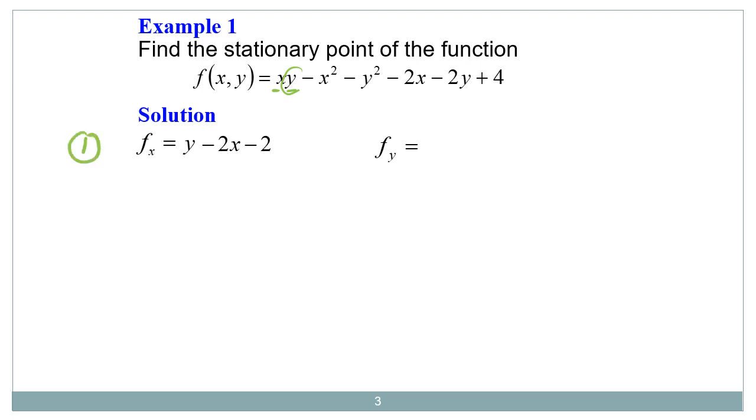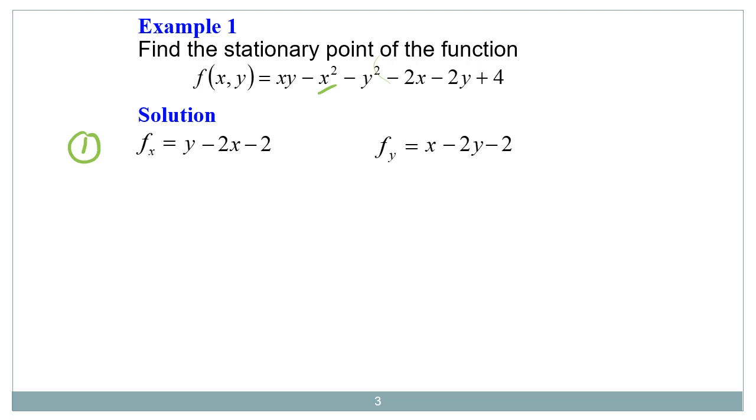So for f sub y, the first term we have here is xy, so x will be the constant. Differentiating y, we get 1, so x multiplied by 1 is x. And then negative x squared is 0, because this is only a constant. Then negative y squared, we get negative 2y. Negative 2x is also a constant. Negative 2y becomes negative 2. And plus 4, 4 is a constant, so it will be 0 also.